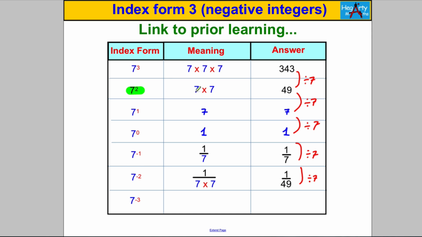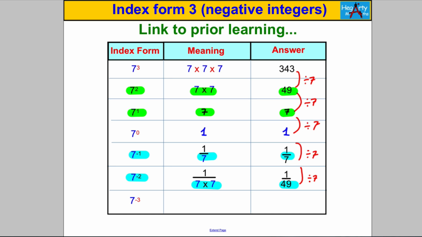7 squared means 7 times 7 and you get 49. Whereas 7 to the negative 2 is very like it. It's almost a symmetry here. 7 to the negative 2 is 1 over 7 times 7, which is 1 over 49. And just in the same way, let's do it with the power of 1. 7 to the 1 is just 1 7 and the answer is 7. 7 to the negative 1, right? That's 1 over 7 and the answer is a 7th.